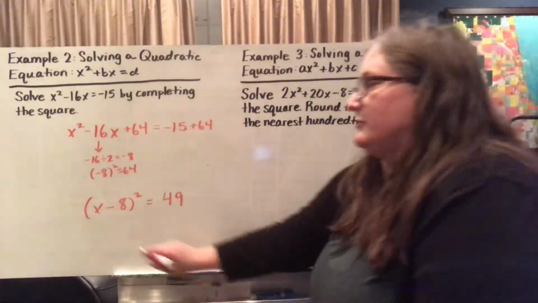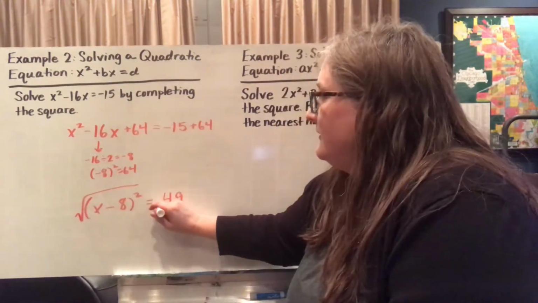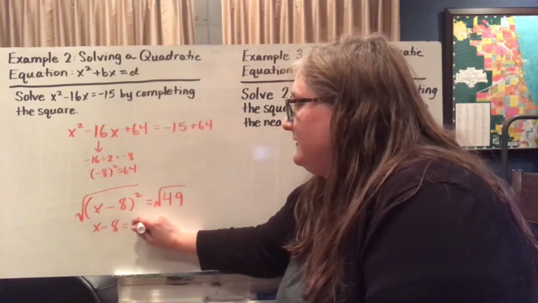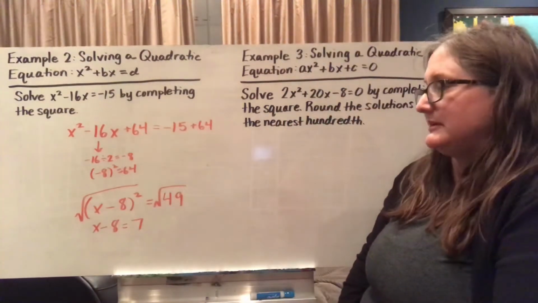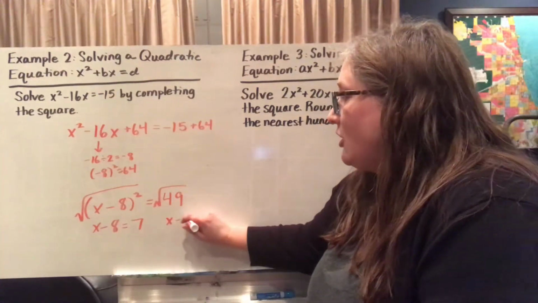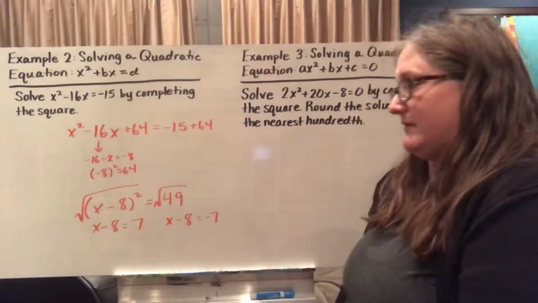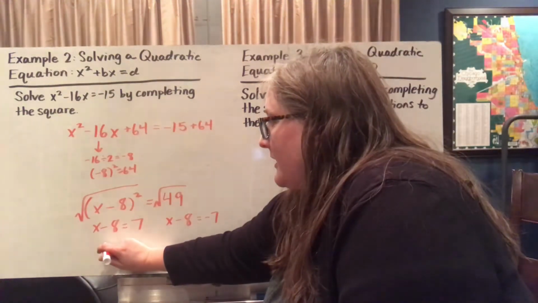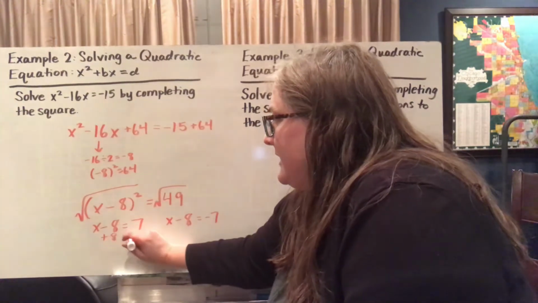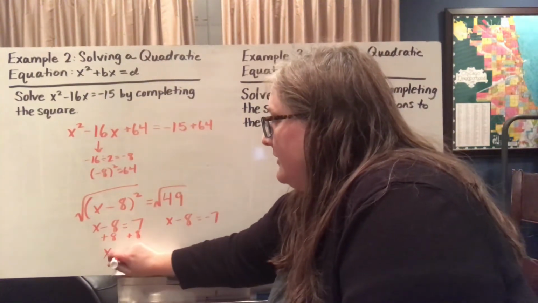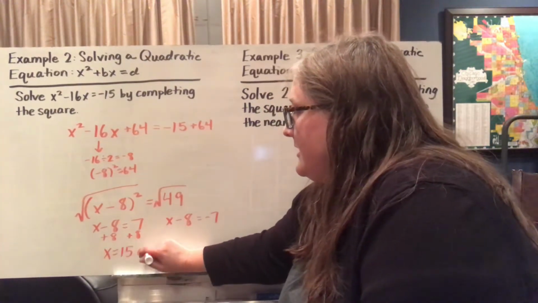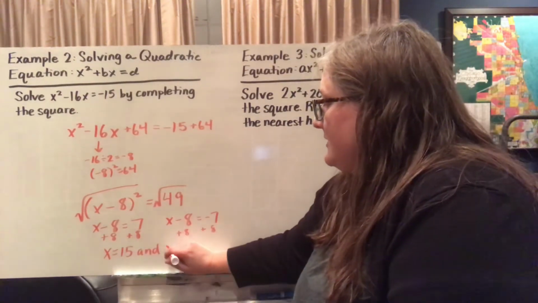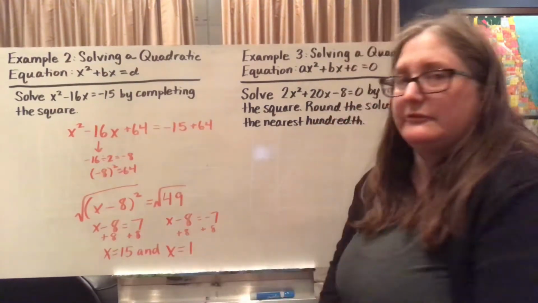So I'm going to do the square root of both of these. And x minus 8 could equal 7, because the square root of 49 can be 7. But x minus 8 can also equal -7. So if I solve both of these, I get here plus 8, x equals 15 is one solution, and plus 8 plus 8, x equals 1 is my second solution.